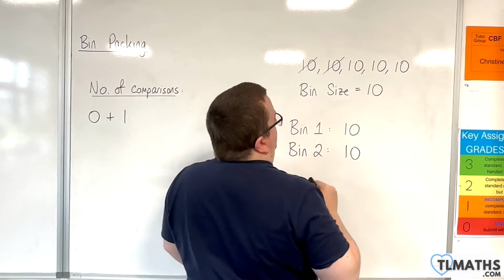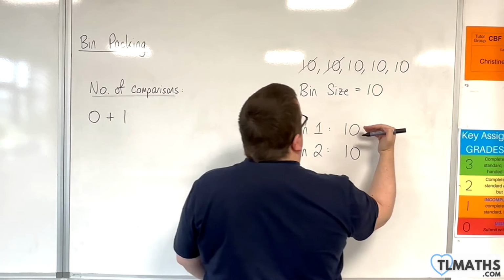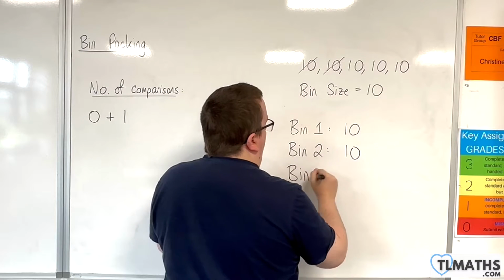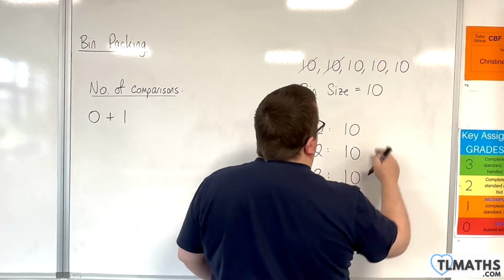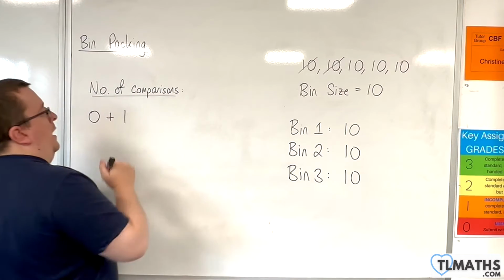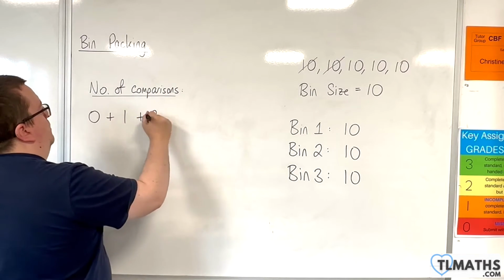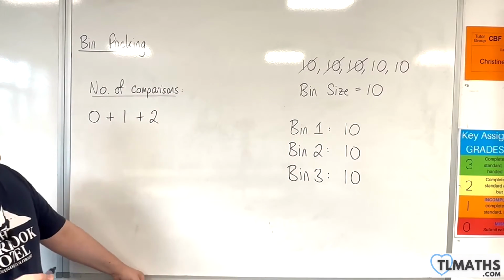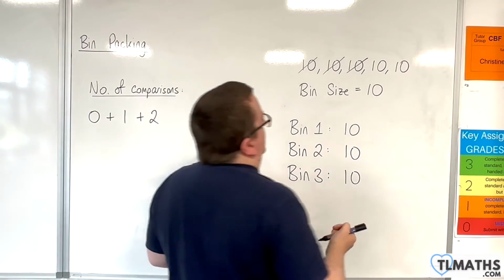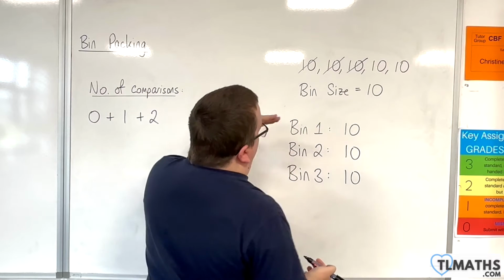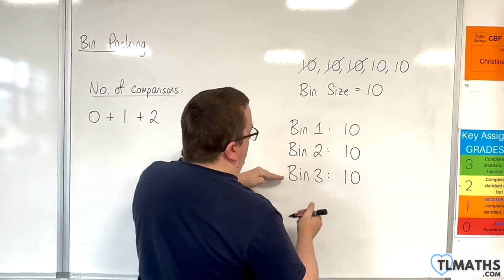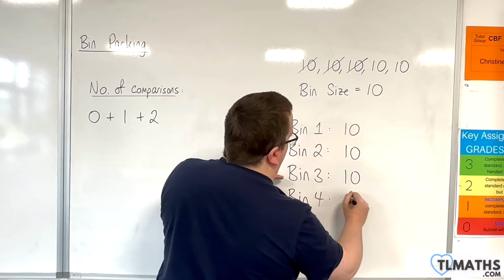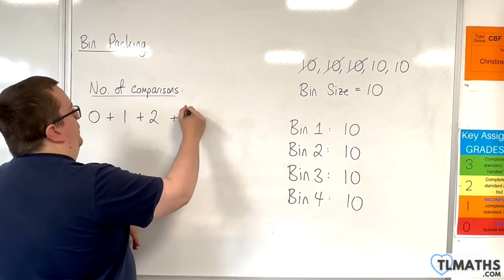The third item comes along. I need to compare it with the item in bin 1, then in bin 2. Can't go into either of those, so it's going to go into bin 3. So I've had to compare it with 2 other bits of data, so I made 2 comparisons. And that's the third bit of data down. The fourth bit of data comes along. Oh, it's another 10. It can't go in bin 1, it can't go in bin 2, it can't go in bin 3, so I've made 3 comparisons. It's got to go into bin 4.